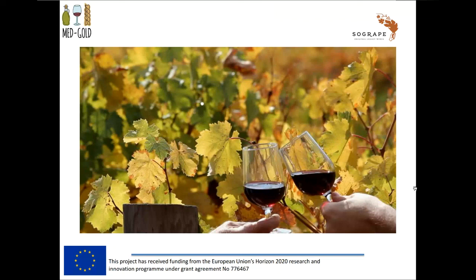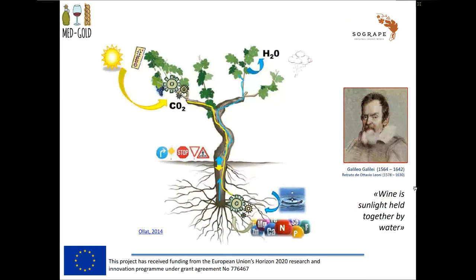Next slide, please. For this, the way the grapevine works in terms of using sunlight and carbon dioxide from the atmosphere and water from the soil in order to create sugary reserves, mostly under the form of glucose and fructose, but also several other compounds, dictates the composition of grapes and the taste of the wine that you get when you ferment those grapes.